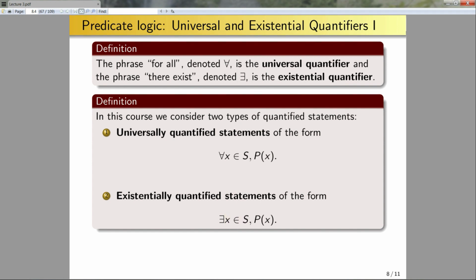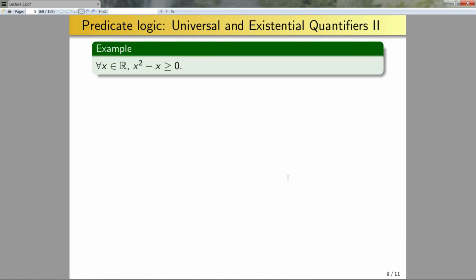So let's look at a few examples of these types of statements. For all x in the real numbers, x squared minus x is greater than 0. This is a universally quantified statement. Is this true? Well, no, I could pick a value, say x is equal to 0.5. That's a counterexample for this statement being true.